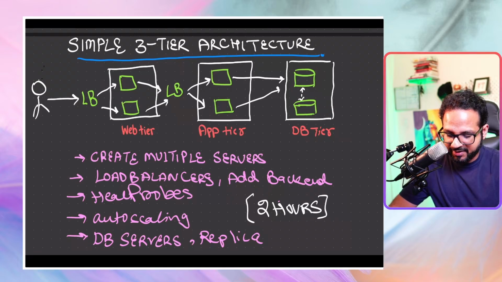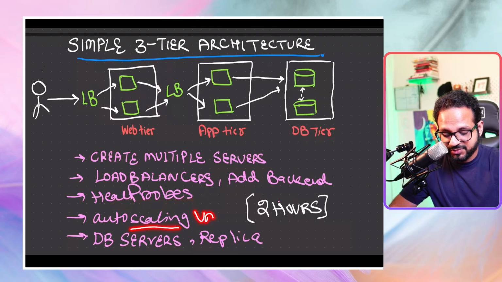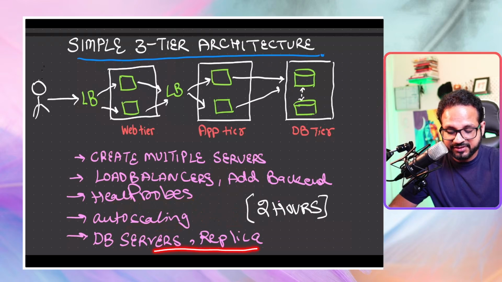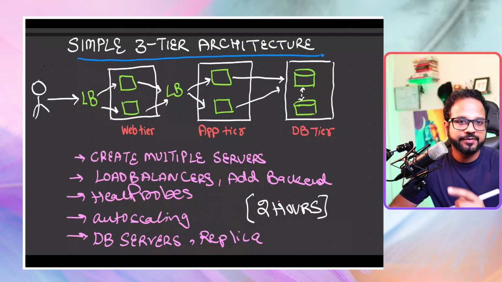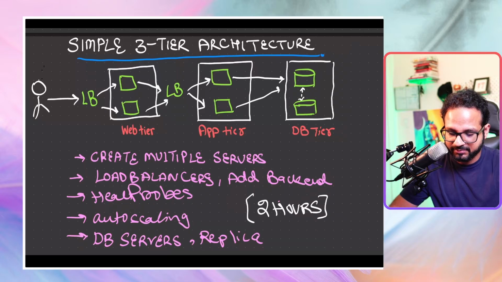So we have created multiple servers. We have to create multiple servers. So 1, 2, 3, 4. Okay, so 4 servers over here. And then we have to create 1 external load balancer, 1 internal load balancer, and add the backend to it, create health probes, create auto scaling or virtual machine scale set. Then we have multiple DB servers and we have to join them together. So this is pretty basic.